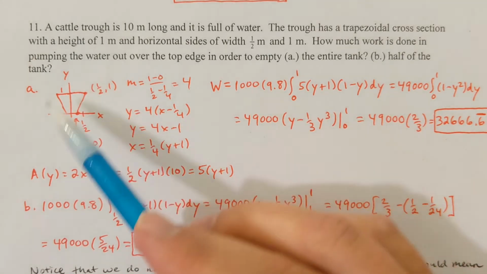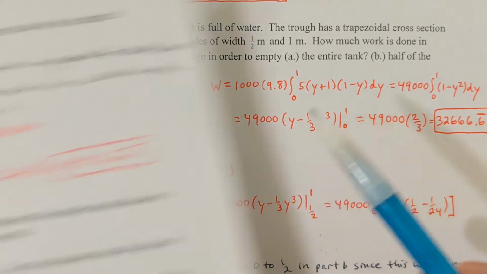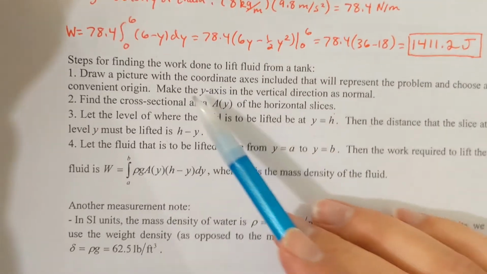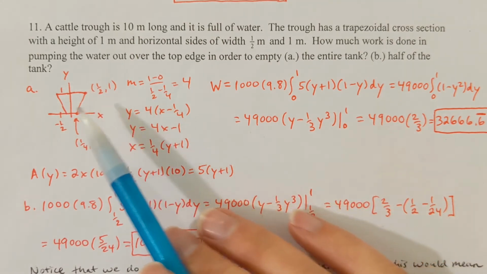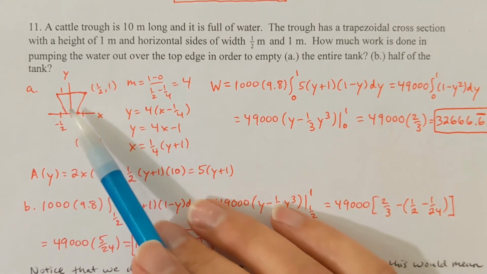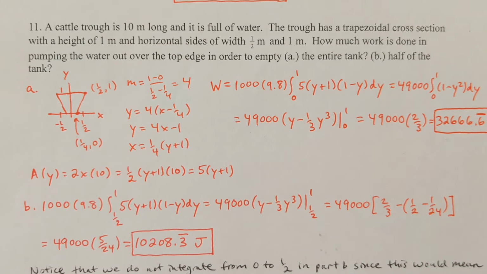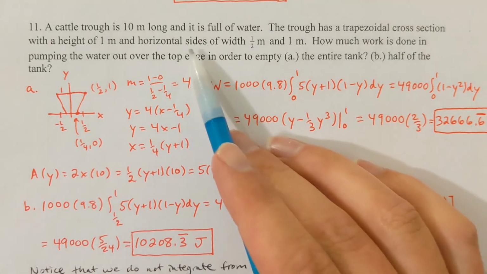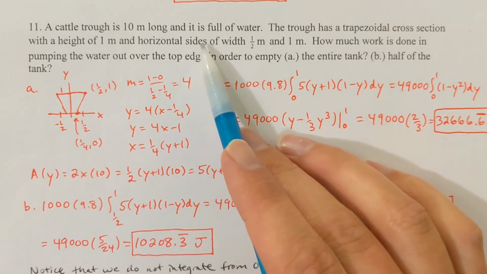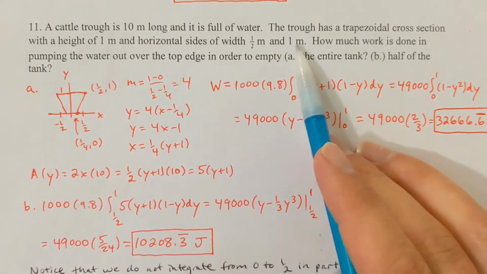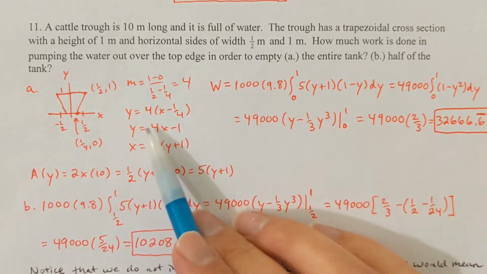All right, so again, I've drawn a picture. That's step 1. Choose a convenient origin there. And so I've positioned this trapezoid so that it's symmetric about the y-axis, and the bottom of the trapezoid is right on the x-axis. The sides of the trapezoid, the horizontal sides, are 1 meter and 1/2 meter.